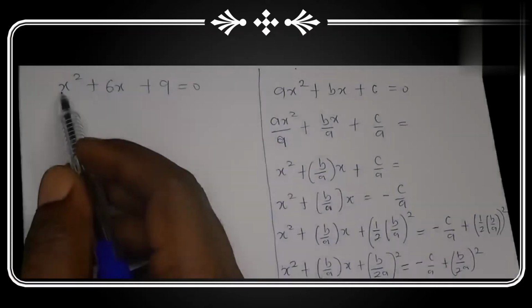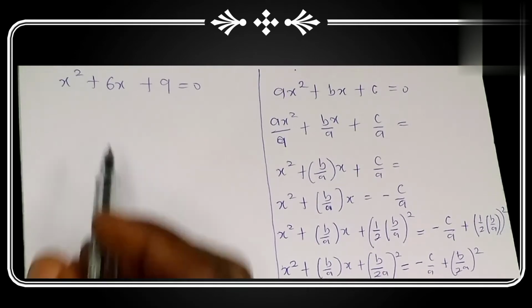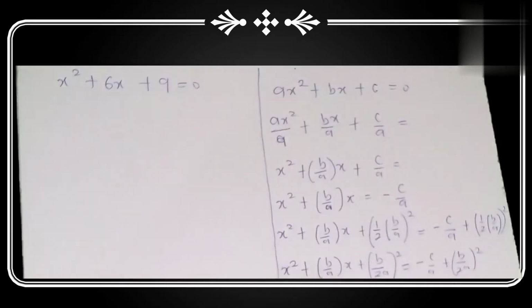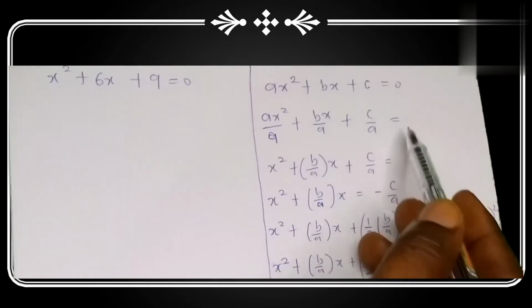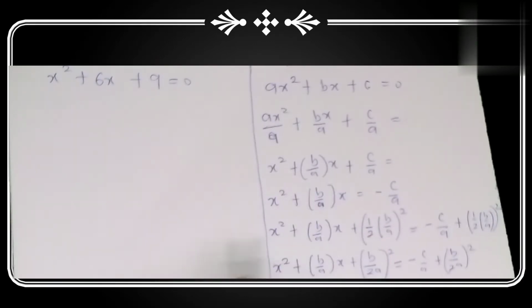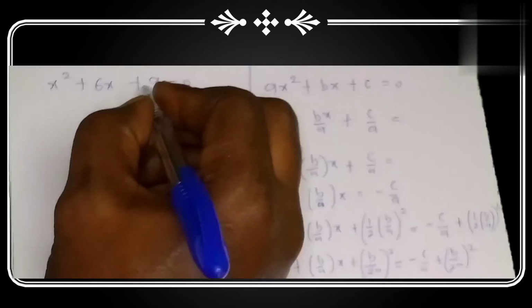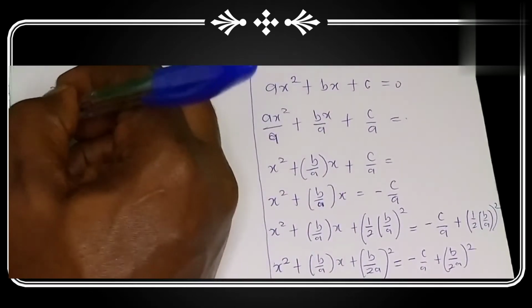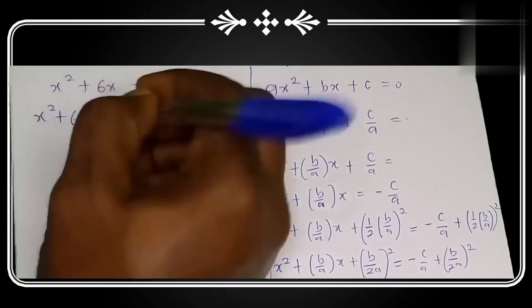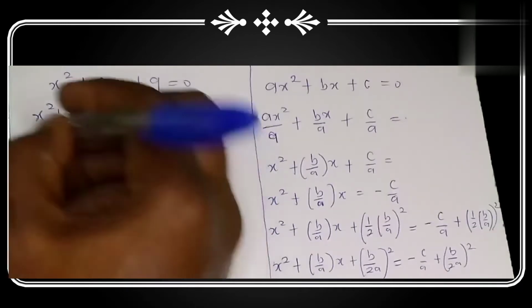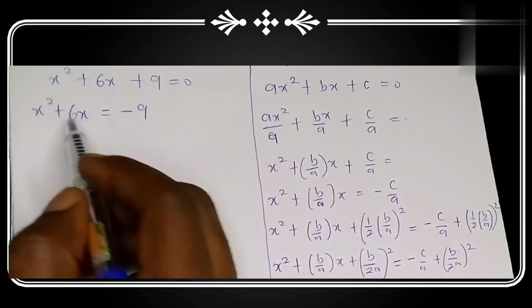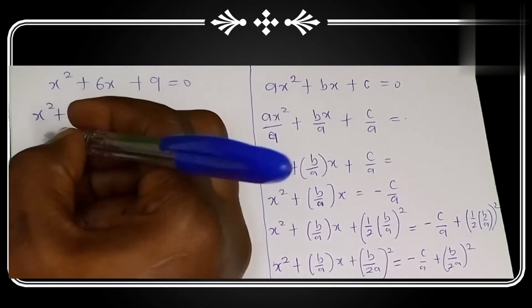Now, since the coefficient of x here is already 1, all we need to do is just to continue expressing. We skip this part and then we go ahead to this part. What do we need to do? We carry this 9 to the other side. So we have x squared plus 6x equals minus 9. That stays. Equals minus 9. Now we need to break this so that we have a perfect square here.